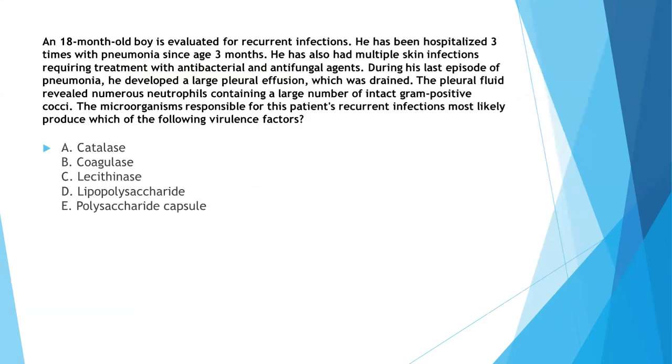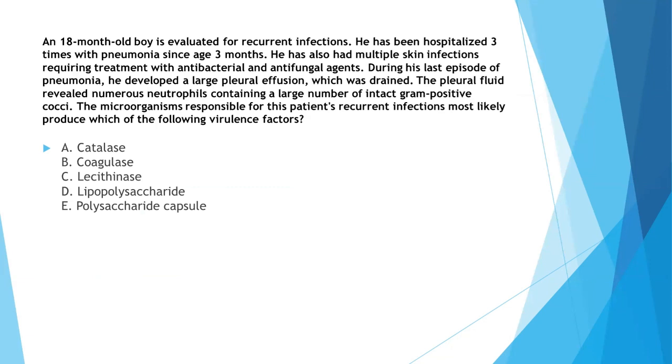So here we have one question with us. An 18-month-old boy is evaluated for recurrent infections. He has been hospitalized 3 times with pneumonia since the age of 3 months. He has also had multiple skin infections requiring treatment with antibacterial and antifungal agents. Now, during his last episode of pneumonia, he developed a large pleural effusion, which was drained. The pleural fluid revealed numerous neutrophils containing a large number of intact gram-positive cocci.